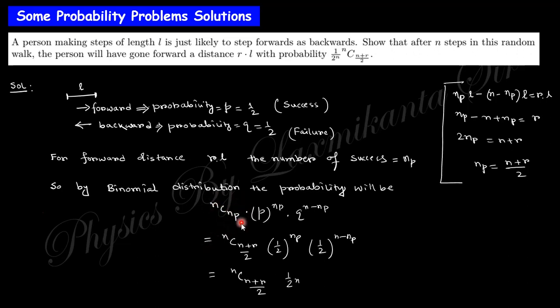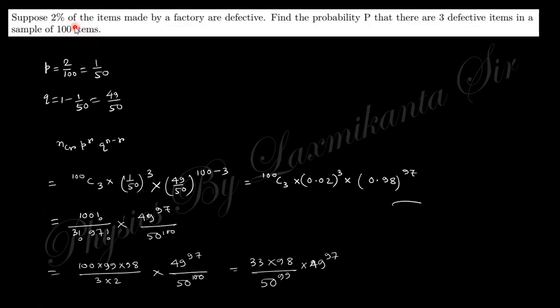favorable steps, that is the number of successes. Actually forward will be the success and backward will be the failure. So this is the number of successes and this is the total trials. This is the probability of success and the probability of failure is half, because this is the same probability for forward and backward. That's why this is half, this is half. So just put this value, you can easily show this is the probability for the forward direction r into L. Clear? I think clear.